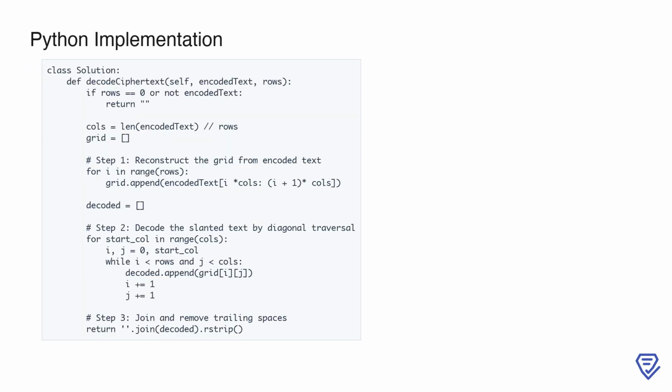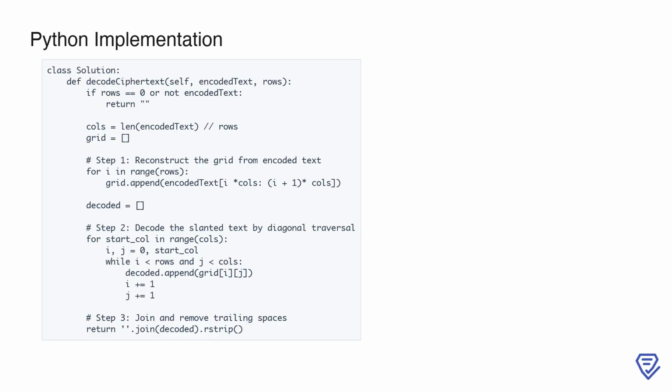This implementation solves LeetCode problem number 2075, Decode the Slanted Ciphertext, by reconstructing the original plaintext from the encoded slanted ciphertext. Here's a detailed explanation. 1. Input validation. The method begins by checking if rows is 0 or encoded text is empty. If either condition is true, it immediately returns an empty string since there is nothing to decode. 2. Grid reconstruction. The number of columns, cols, in the grid is calculated by dividing the total length of encoded text by rows.